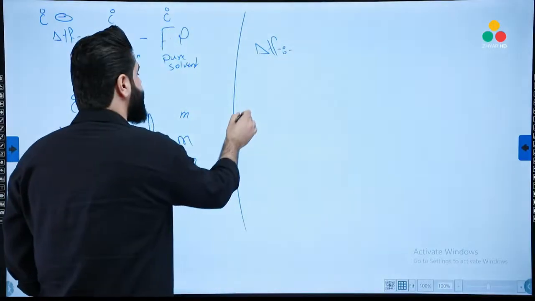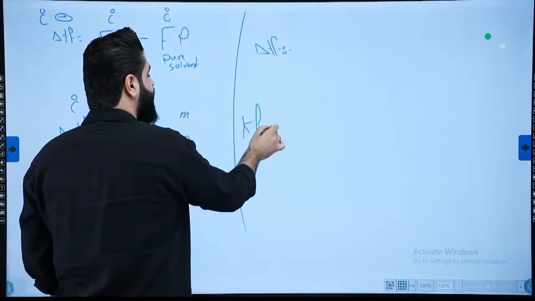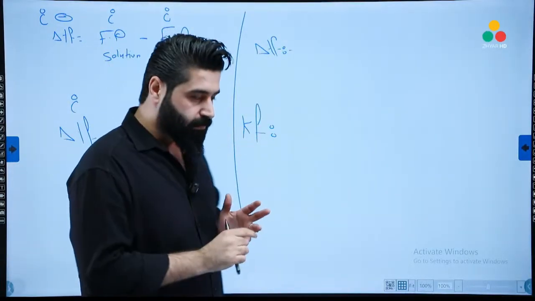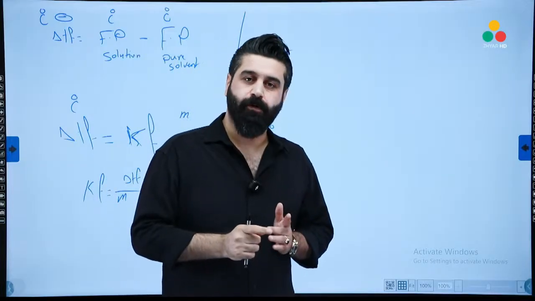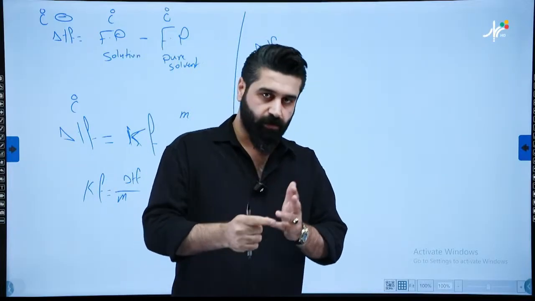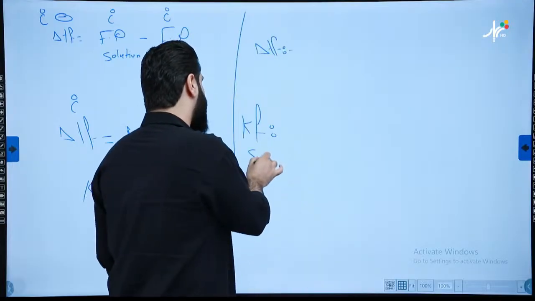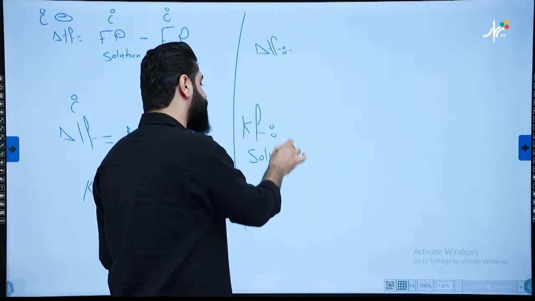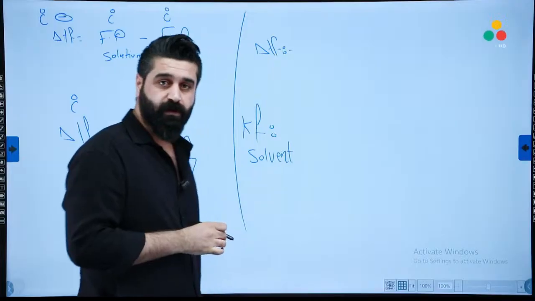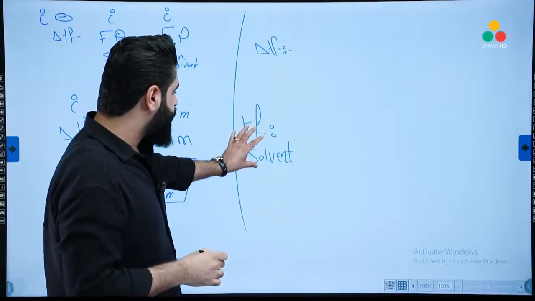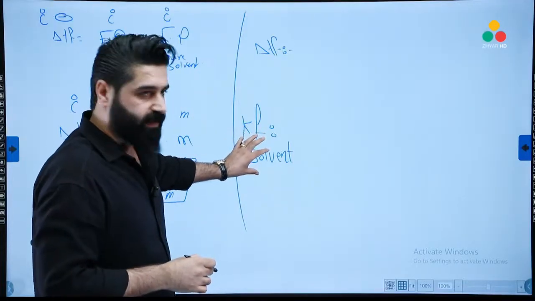About the KF, this is called the molar freezing point constant. It's always for the solvent. It's for the solvent, my dear. Be careful. Okay? Molar freezing point constant is for the solvent.